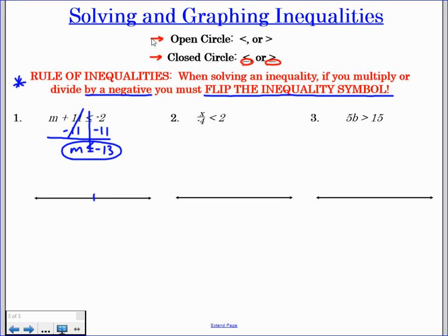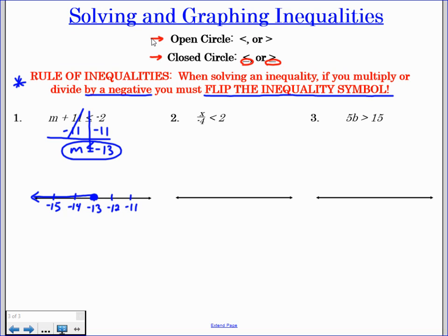To graph this, I usually like to put my solution right in the middle. I'll add a couple more numbers to my number line here. Go negative 14 and negative 15. So this is going to be, based on the information above, a closed circle, and my arrow is going to go to the left. Less than goes to the left.